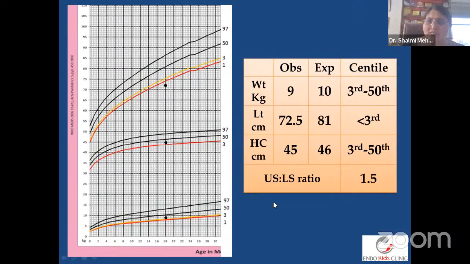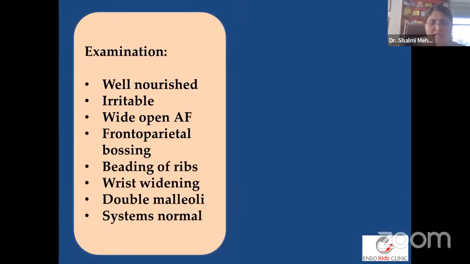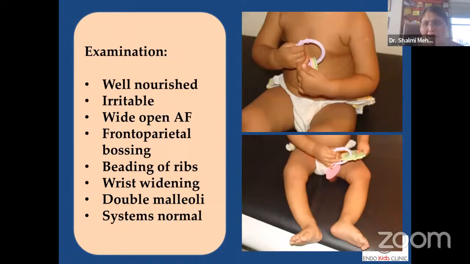Kid would come just to us with short stature, and we find out that the child is short because of rickets. Now, on examination, this child is well nourished, but yeah, a bit irritable. There is a wide open anterior fontanelle. So by 1.5 years, we expect the fontanelles to close, but this child still has a wide open AF. There is a frontoparietal bossing, beading of ribs, the typical features that make us make a spot diagnosis of rickets. And you can appreciate the widened wrists, the double malleoli. I'm not sure if the beading of ribs is very evident or not, but yeah, a well-nourished child, but has typical symptoms of rickets.